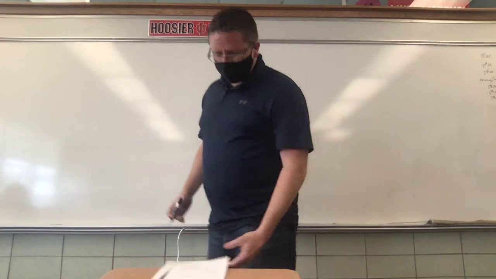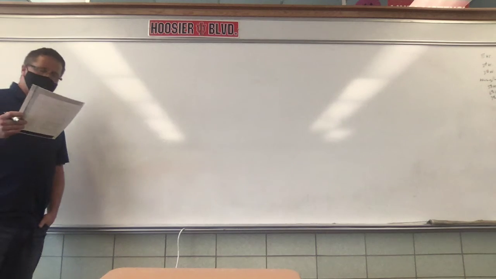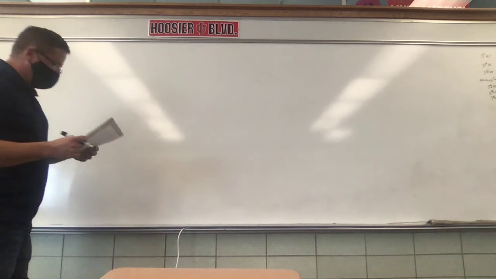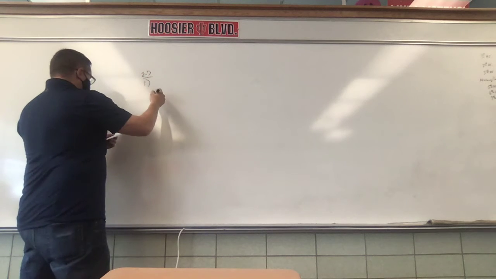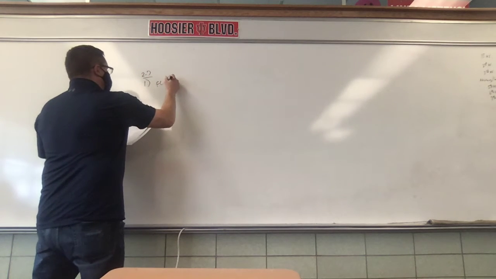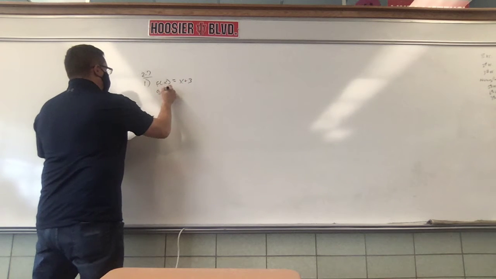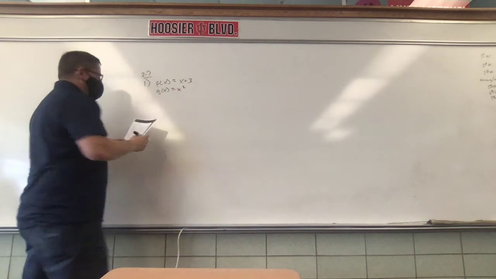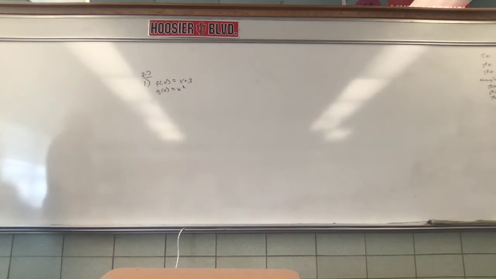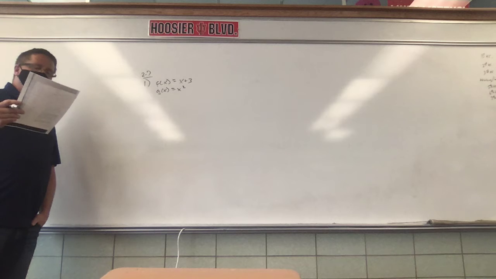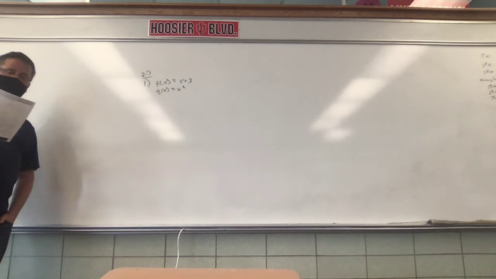Okay, so section 2.7, dealing with operations on functions. Question number 1. They give us two functions: f of x is x plus 3, and g of x is x squared. You don't need to write this down, it's right there on your paper. They're asking us to find f plus g of 3, f minus g of 3, f times g of 3, and f divided by g of 3.